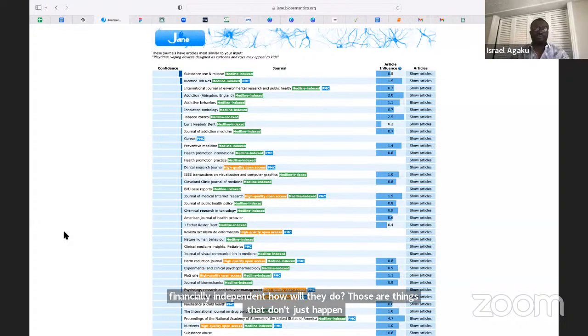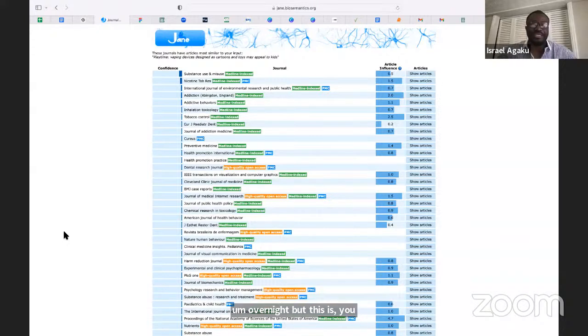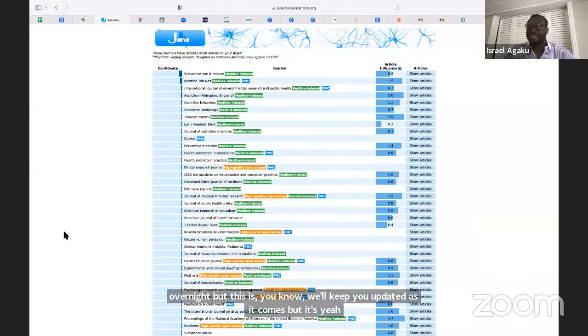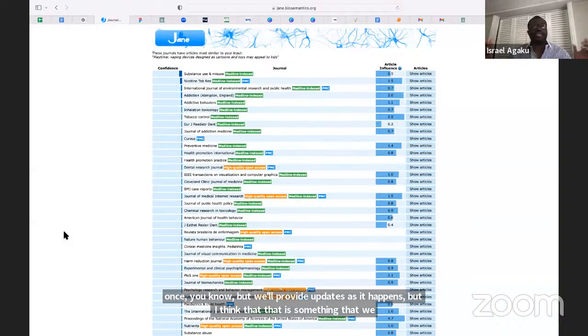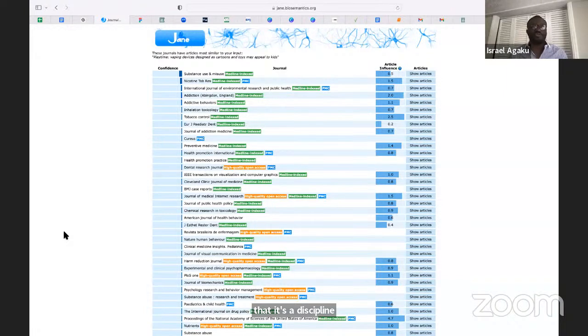But we'll keep you updated as it comes. It's something that takes a minute, but we'll provide updates as it happens. I think that is something that we definitely need. I'm very convinced that it's a discipline that needs to exist because there are just too many gaps in between the practice of epidemiology and the tech.